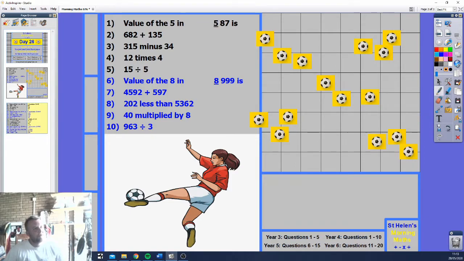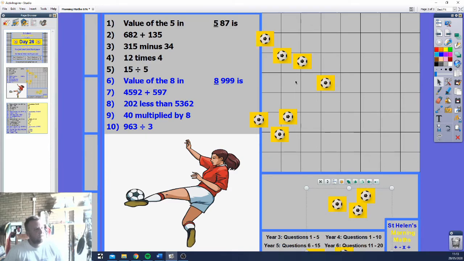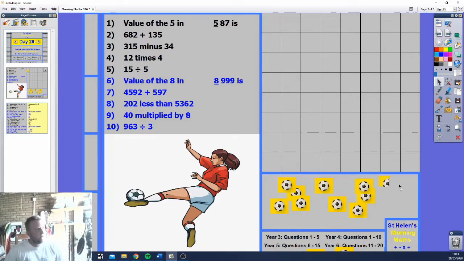Oh yeah, I have to move all these back. This is the problem with these footballs. They don't want to move. There you go. And then finally there, then move on to the year 4 questions.